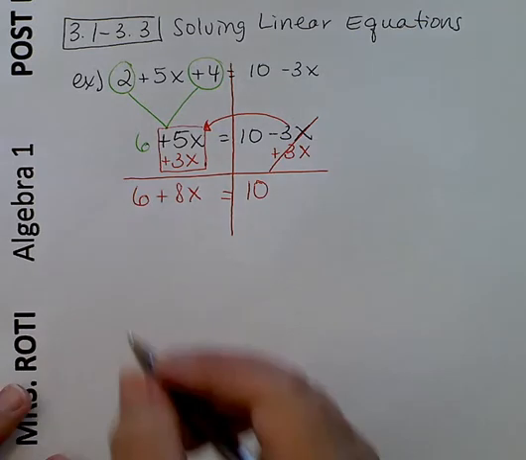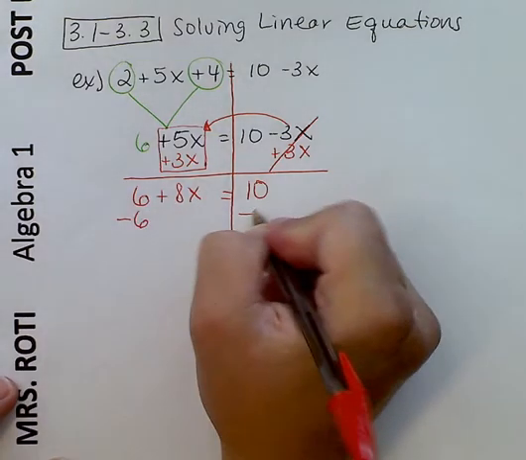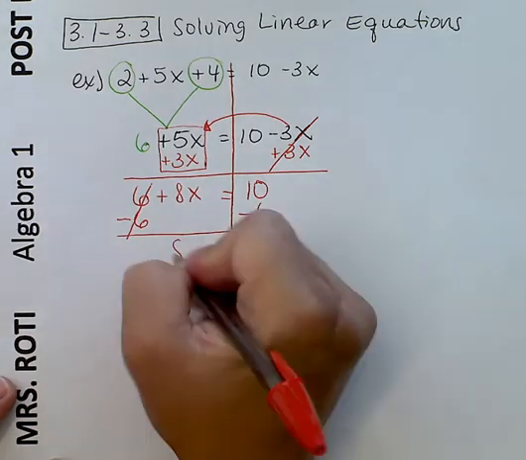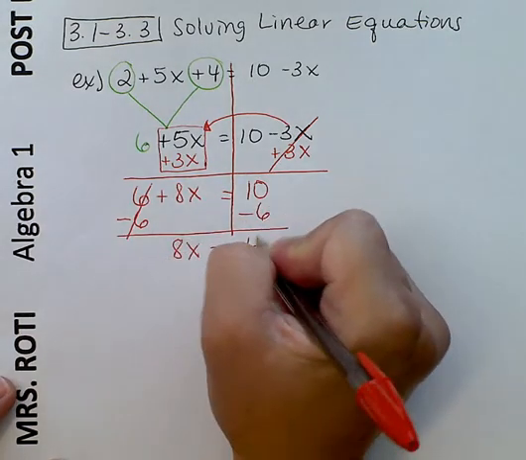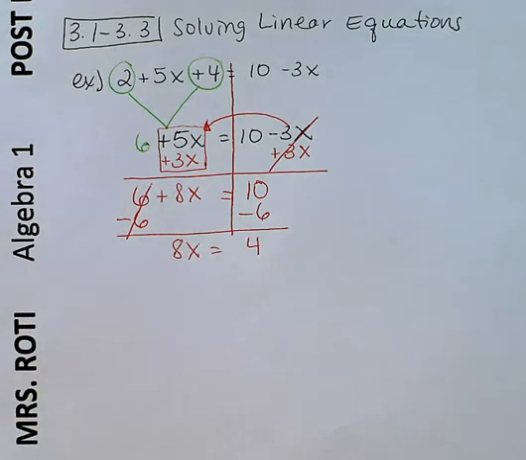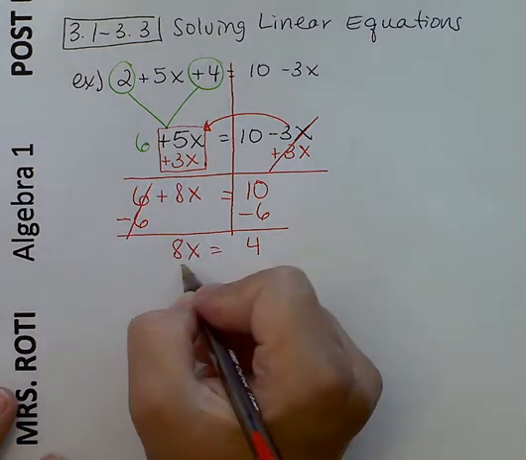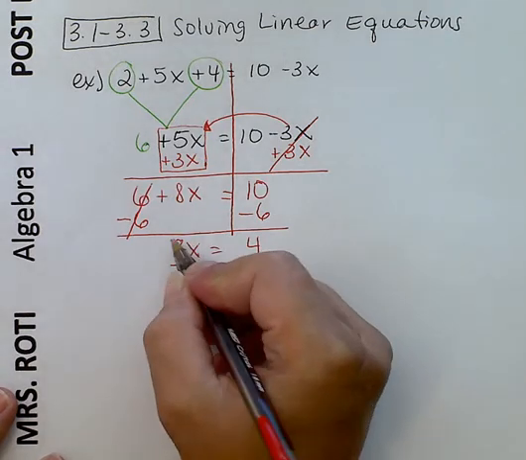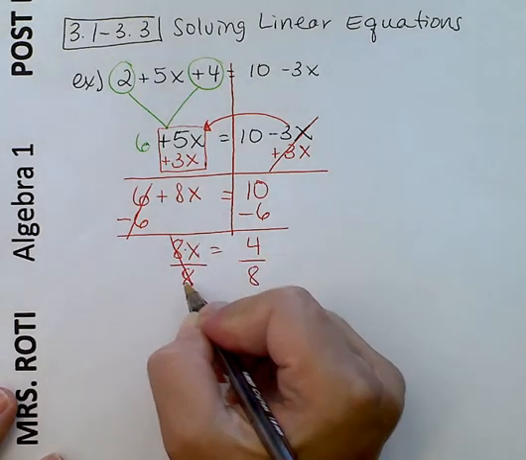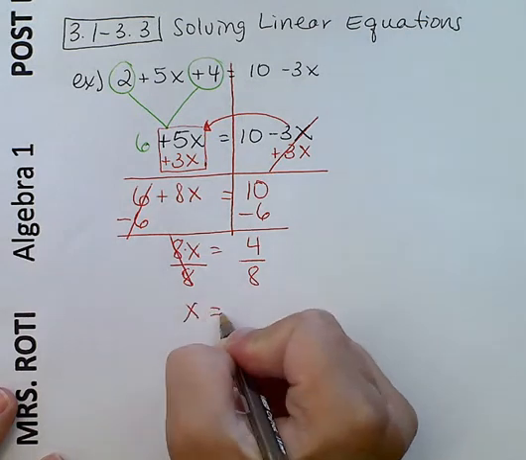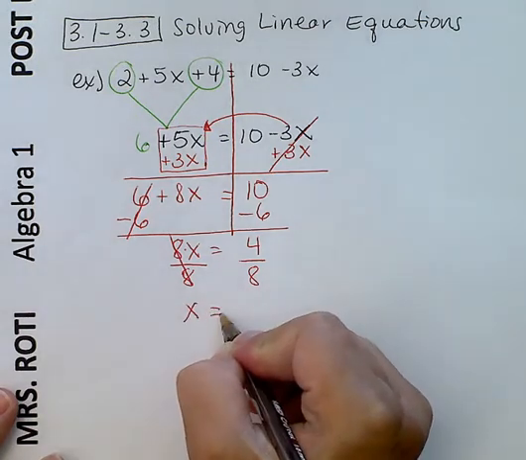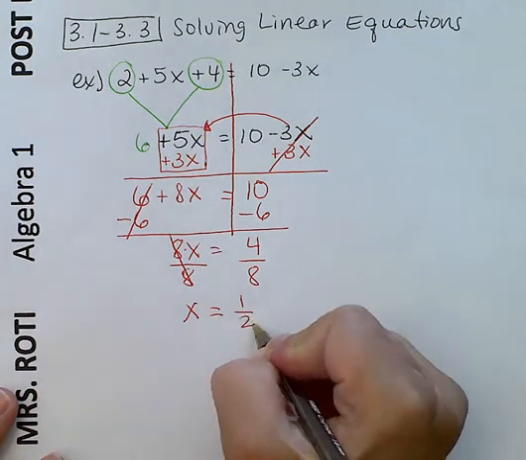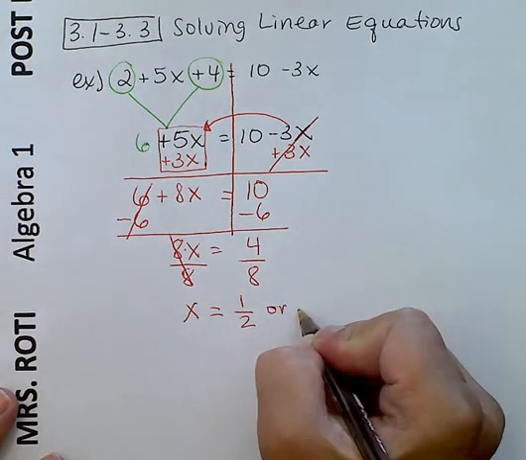This time I want to get the positive 6 to the other side, so the inverse would be to subtract 6. Notice I don't put the 0, because 0 plus 8x would still be 8x. Since I see times by 8, I'm going to divide by 8. Remember, it's the same number. And remember that 4/8 is not yet reduced. So a proper answer would be 1/2 as a fraction, or 0.5 as a decimal.